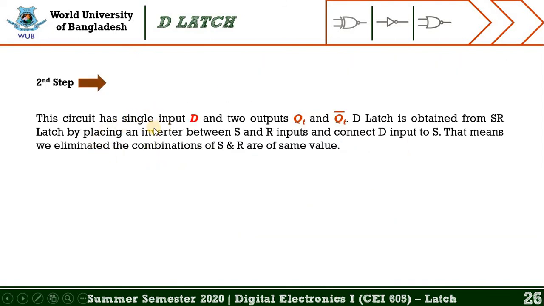Well, this circuit has a single input D and two outputs: QT and the complement of QT. D latch is obtained from the SR latch by placing an inverter between the S and R inputs. Inverter means NOT gate. I hope you remember that gate, right? So no problem about this issue. So we connect the D input to S. That means we eliminate the combination of S and R of the same value. So let's move to the next slide.